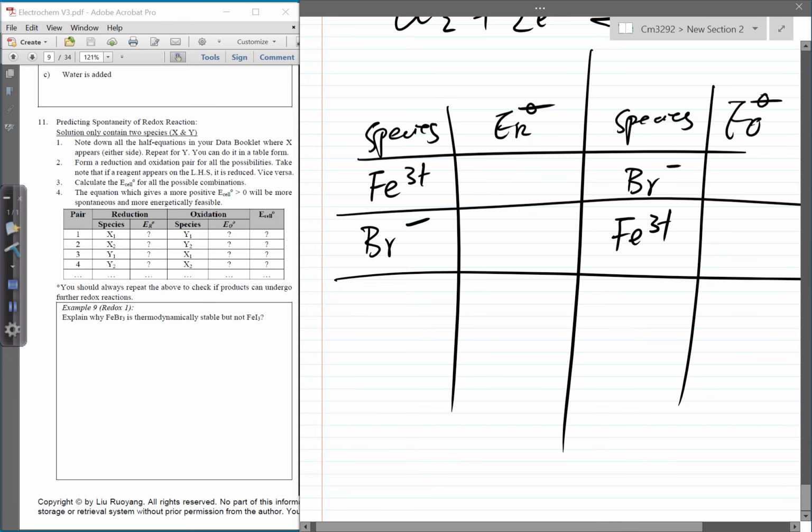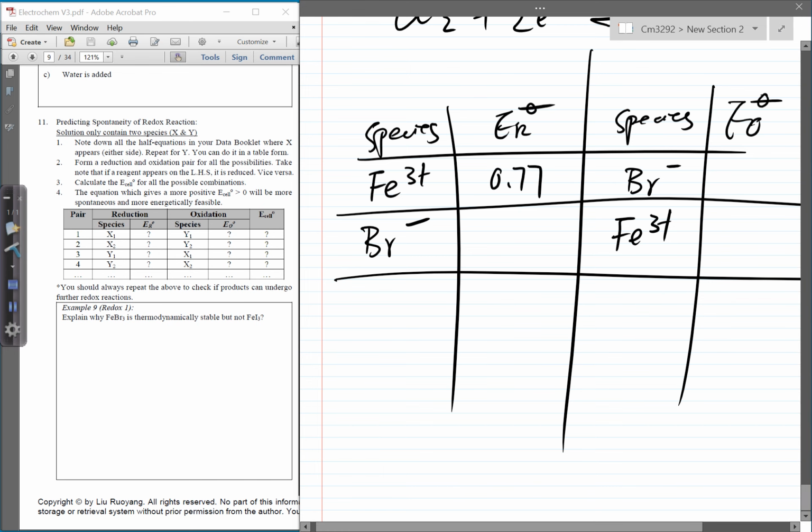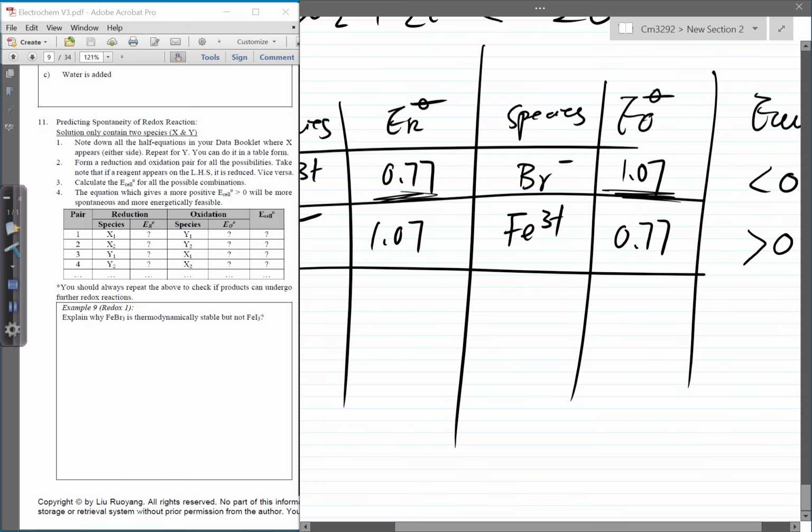For your Fe3 plus being reduced to your Fe2 plus, right? Fe3 plus, maybe the E reduction is 0.77, just copy from your data booklet. While for oxidation, right, Br minus is 1.07, or the other way around, which is 1.07 and 0.77. So now you go ahead to calculate the E cell, right? E cell is just this value minus this value. For this one, you end up with a negative. For this one, you end up with a positive value, right?